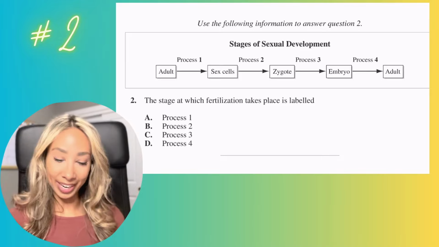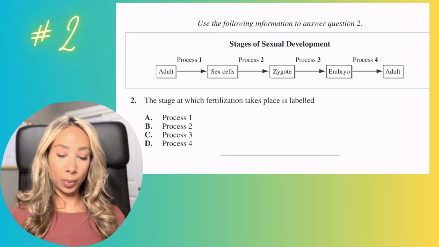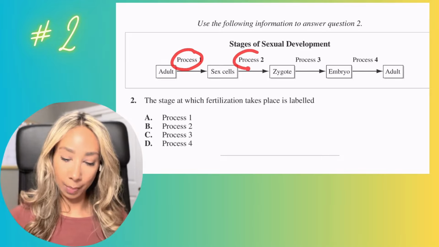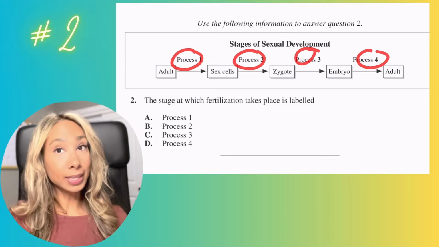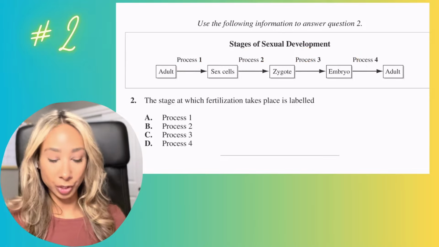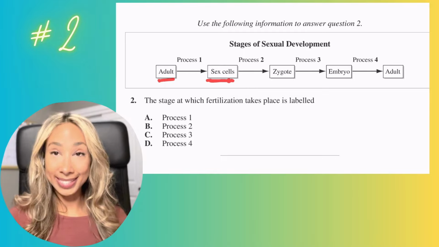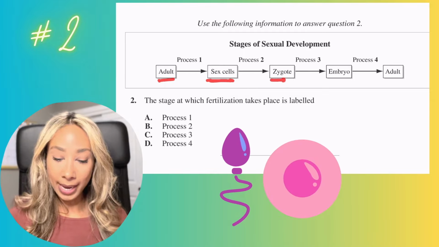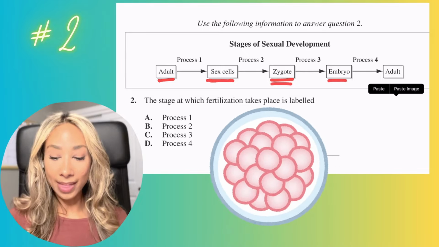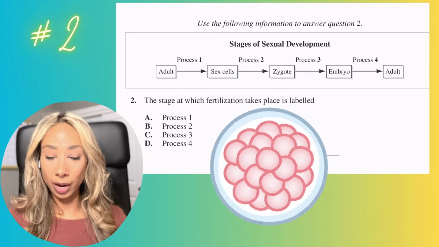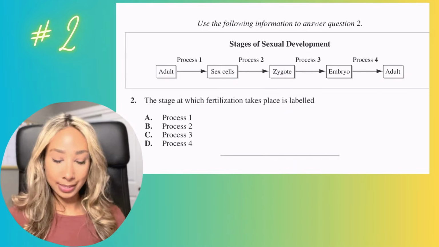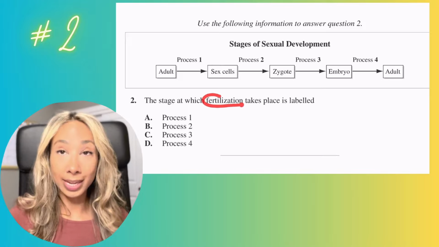Okay, question 2 here. So we've got a diagram here. We've got a couple of processes that are happening. And let's be clear about this process before we even read the question. So we've got our adults. The adult is going to create sex cells. From there, we're going to get a zygote, an embryo, and then of course the embryo is going to grow into another adult. Now the question's asking, at which stage does fertilization happen?